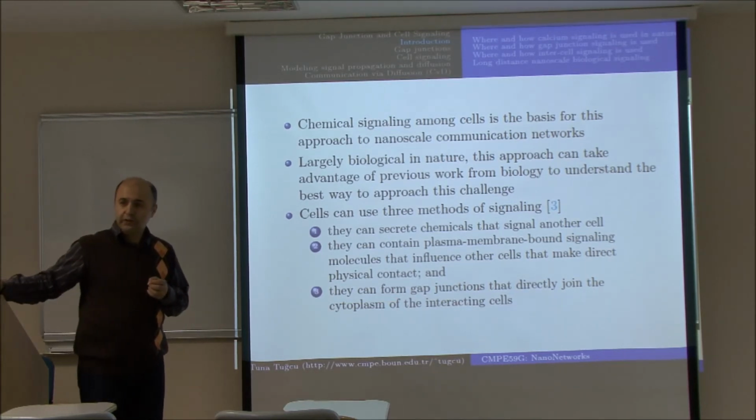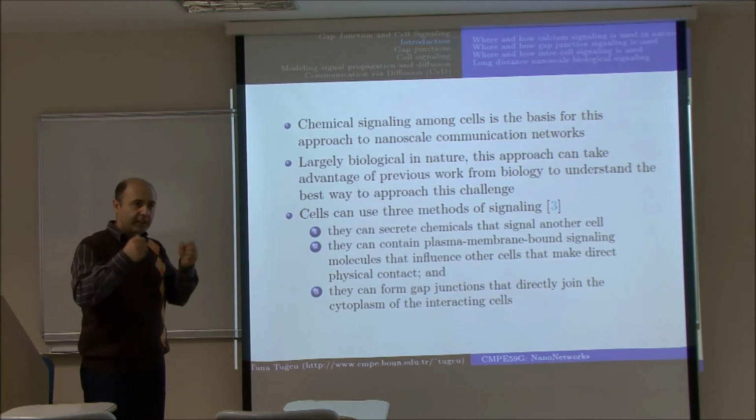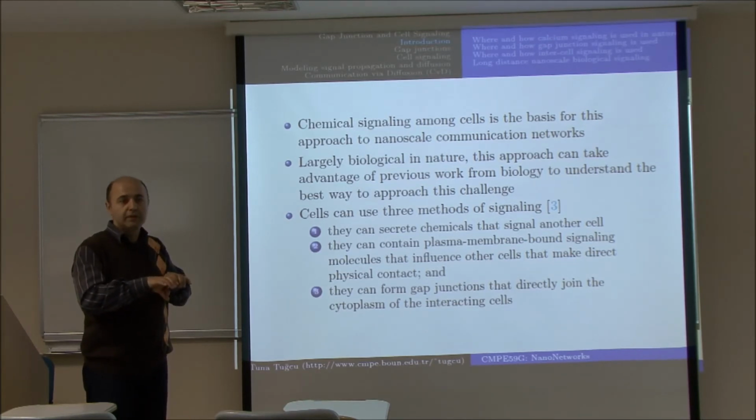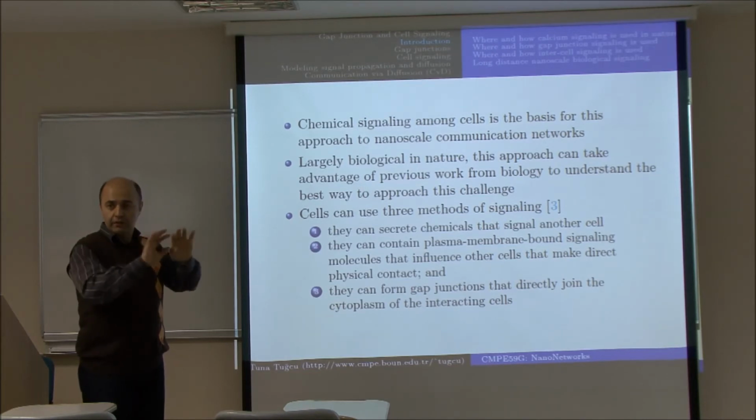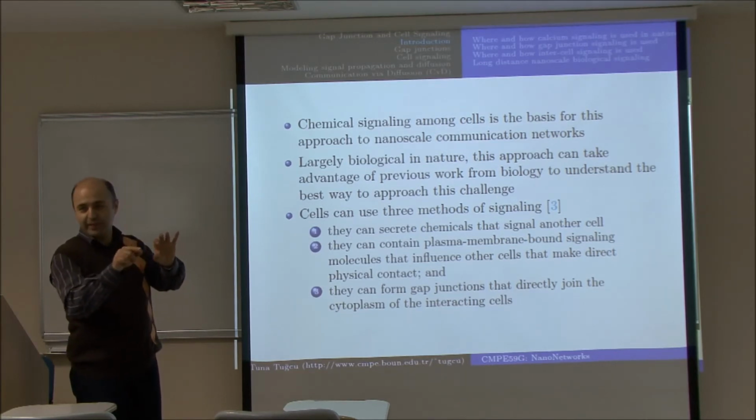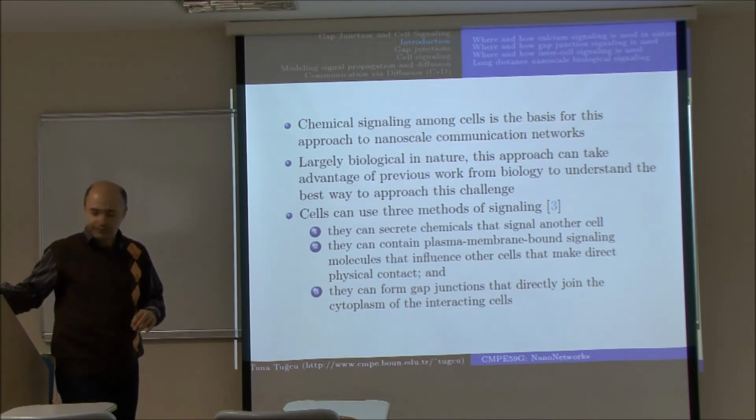So two cells that are side by side, they form gap junctions in between, and when they open up the gap junction, actually they're opening holes in the cell membranes. That way their cytoplasms will be connected. However, that connection is very selective. It doesn't let everything pass through. We'll see those.